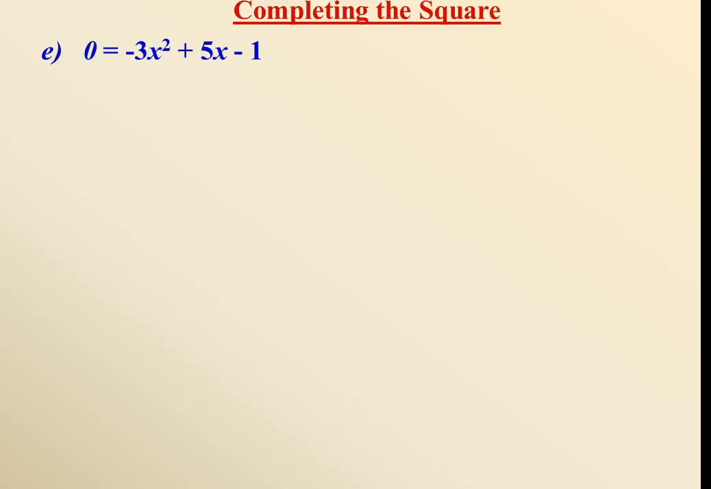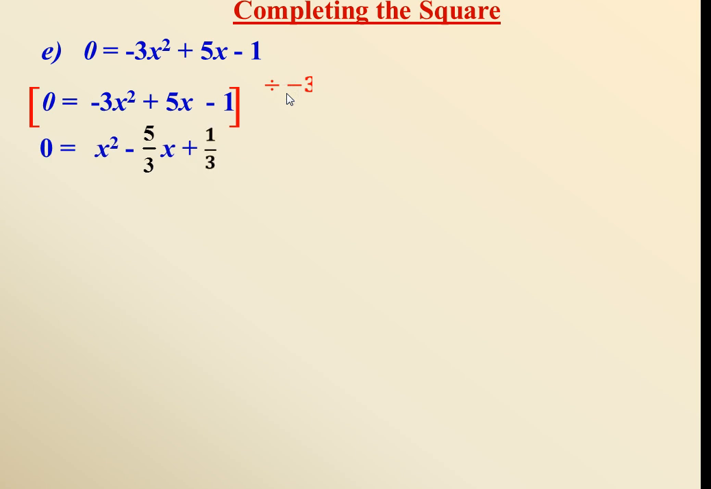Okay, here we go. Step 1, let's get a to equal 1. So I'm going to go ahead and divide this whole equation by -3. So -3x squared divided by -3 is a 1x squared. 5 divided by -3 is a -5/3, and -1 divided by -3 is a positive 1/3. Now I want to move the constant term, so it's minus 1/3 from both sides. So we get -1/3 is going to equal x squared minus 5/3 x.